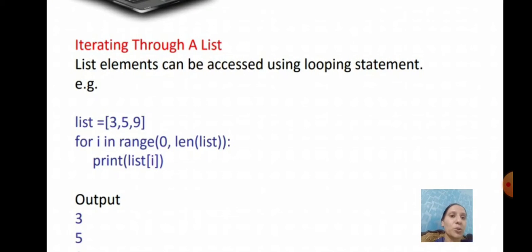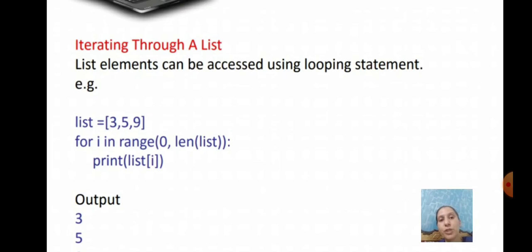Now iterating through a list. Iterating is also known as traversing, and traversing or iterating means accessing each element of a list. And list elements can be accessed either by using a for loop or a while loop. For example, we have a list equals to 3, 5, 9 and we have to access each element of this list. Then we use a loop.